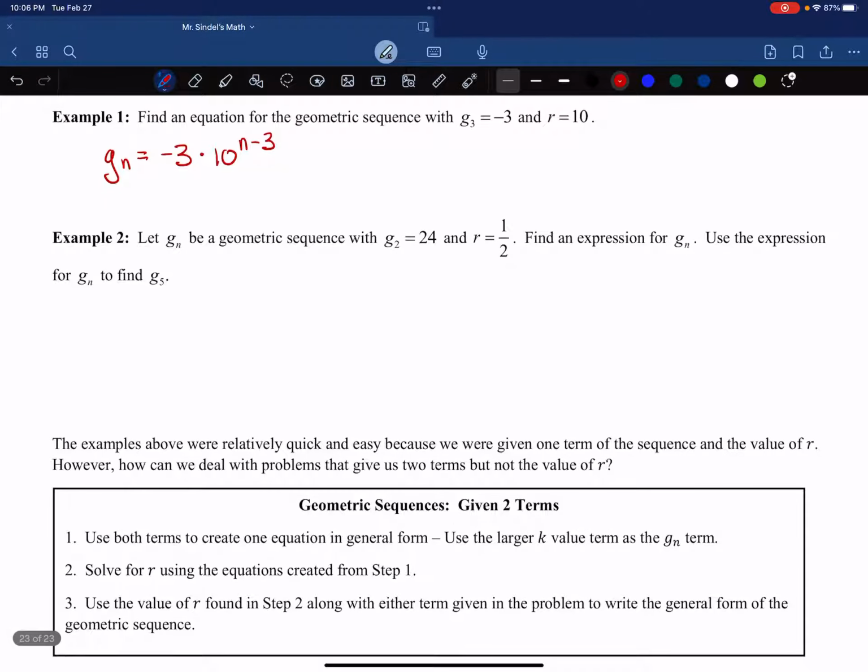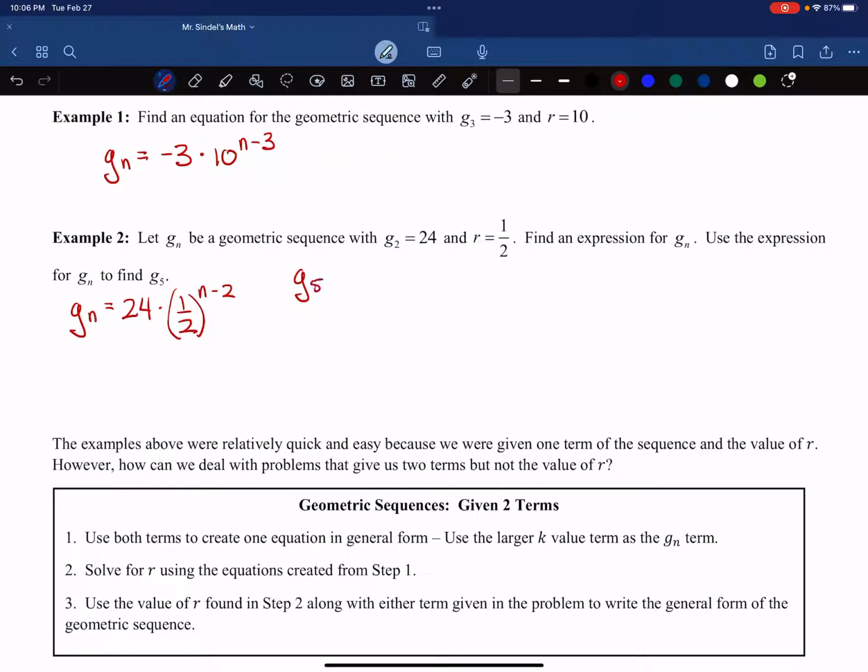All right. Example 2 is a little bit more tricky. We say that the second term is 24 and r is equal to 1/2. This is what we were kind of doing on the previous page. We could say, okay, g sub n, what term are we given? 24. Multiplied by the common ratio, which is 1/2. And it's going to be to the power of n minus the term number, which in this case is 2. We have a formula and we need to use it to find the fifth value.